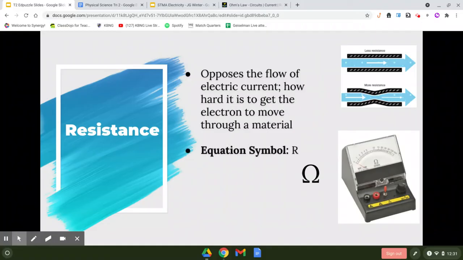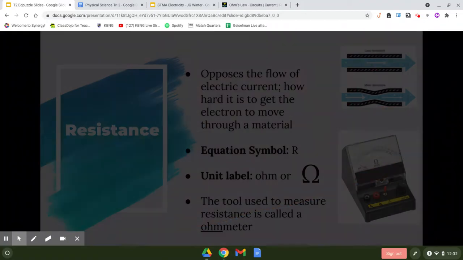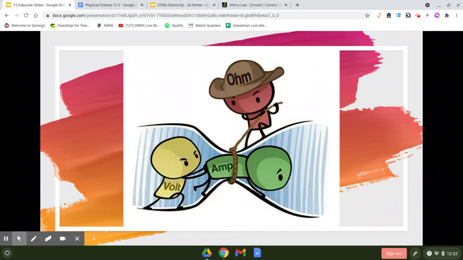When we put this into the equation, we use the symbol R for resistance. And this one is actually named after the guy who the law is named after, but the unit that we use for resistance is the ohm, and sometimes we use the omega Greek letter for that symbol. Instead of writing out 15 ohms, we write out 15 with the omega symbol, meaning 15 ohms. And you guessed it, the tool that we use to measure ohms is called an ohmmeter. So the tool for resistance to determine how hard it is to push electrons through there is called an ohmmeter.